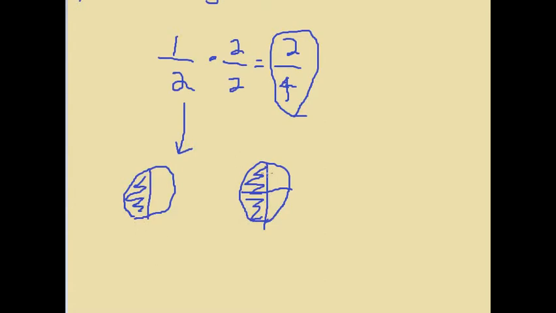Now you can see here that even though the pieces themselves are smaller, we still have the same amount of pie shaded. We could even take this a step further and multiply by 2 out of 2 again. So 2/4 multiplied by 2 out of 2, which, don't forget, is actually just equal to 1. All you're doing is you're making the pieces of the pie smaller. So 2 times 2 is 4. And 4 times 2 is 8.